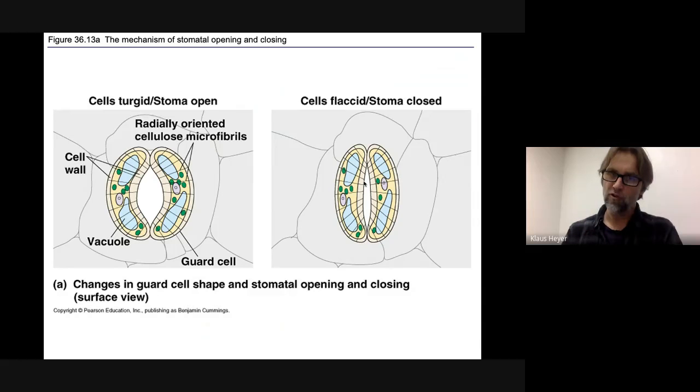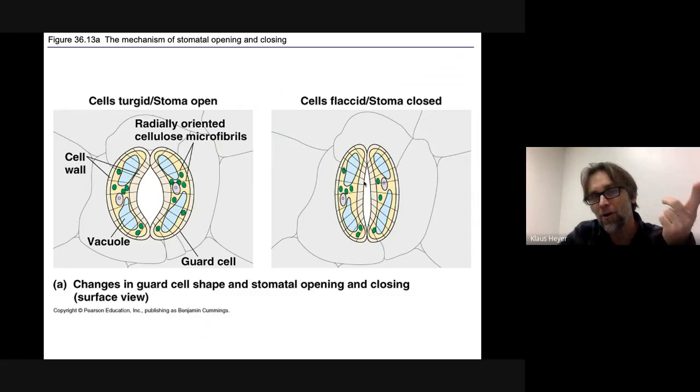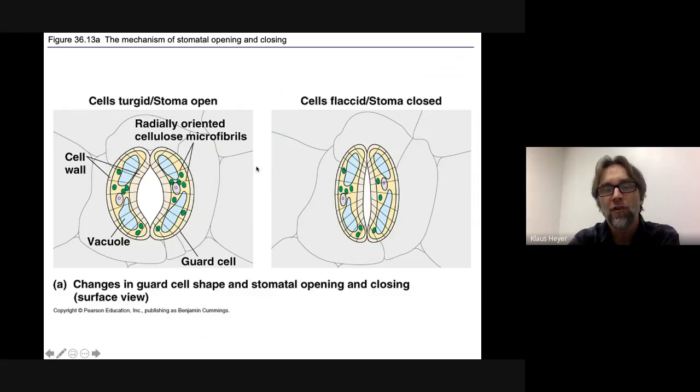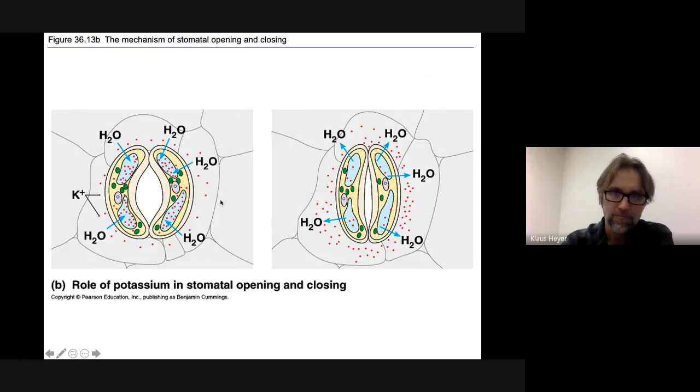Stoma, or we call them stomata for plural. The stoma or stomata, they open to let out oxygen and let in carbon dioxide. They open by forcing water into these vacuoles, and then they close by letting the water back out. And this is just showing how they do it.